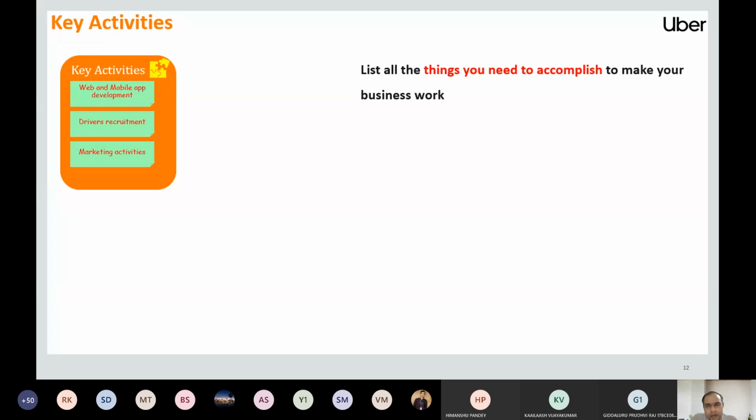They have to develop a mobile app and a web page. They have to recruit drivers and ensure that Uber has a lot of vehicles registered to their platform, so that more vehicles, more customers, and the more commission you get, and the more profit you are going to earn. Then how are we going to do marketing?